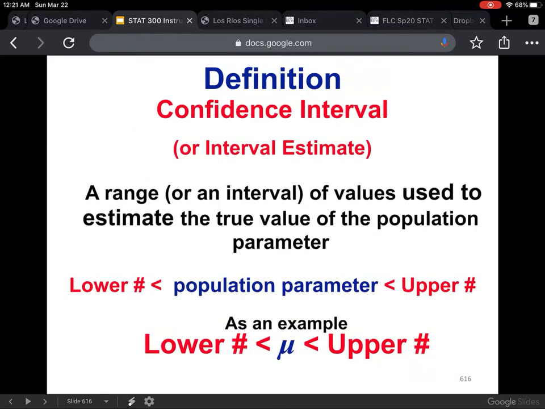That's a point estimate. Here's another definition for a confidence interval: a range or an interval of values used to estimate the true value of the population parameter. So we're going to get a lower bound and we're going to get an upper bound for our population mean. We might never know what the population mean is, but we can have a certain level of confidence that we have found an upper bound and found a lower bound for the population mean.